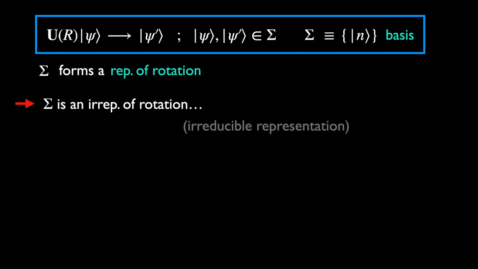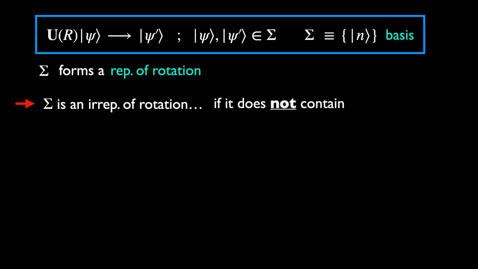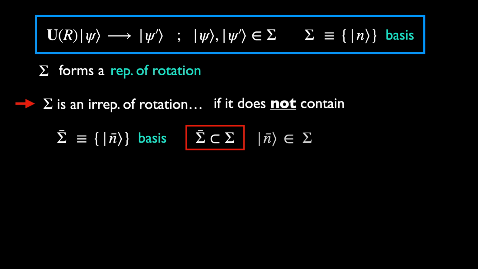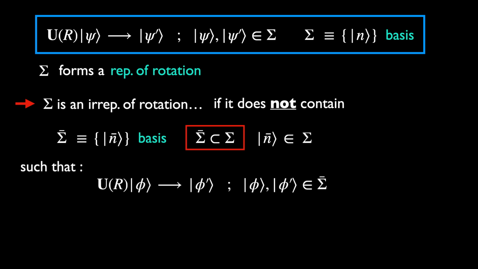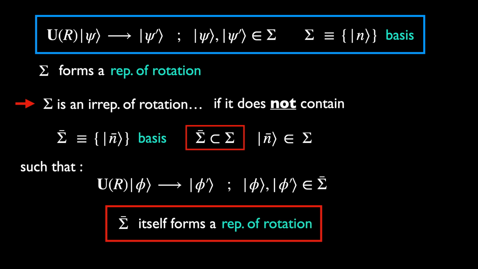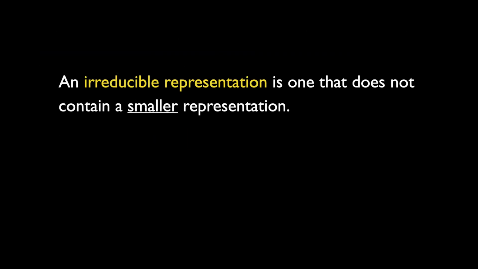Furthermore, sigma is an irreducible representation if it does not contain a smaller representation within it, meaning it cannot contain any subspace sigma bar that is itself a representation of rotation. In other words, an irreducible representation is one that does not contain a smaller representation. Note that although we are only talking about rotations in this video, the same concepts apply to other symmetries, for example, Lorentz transformations for relativistic systems.